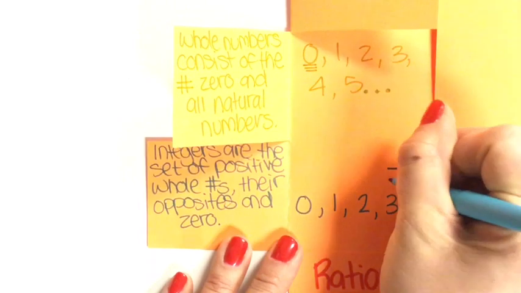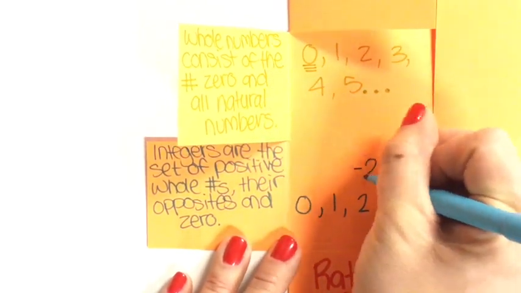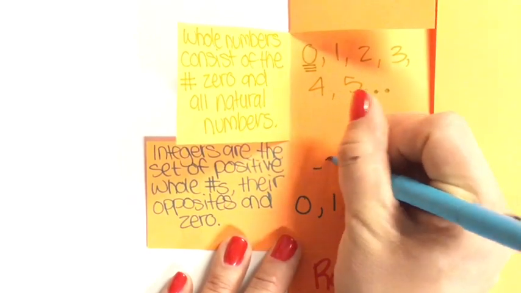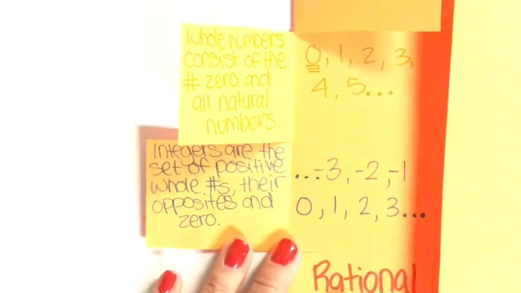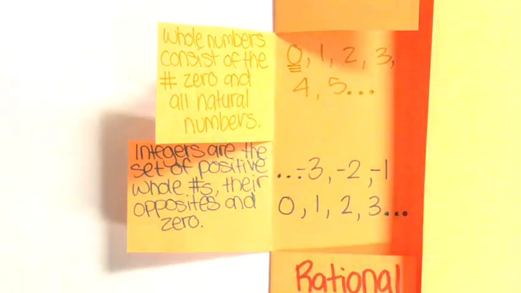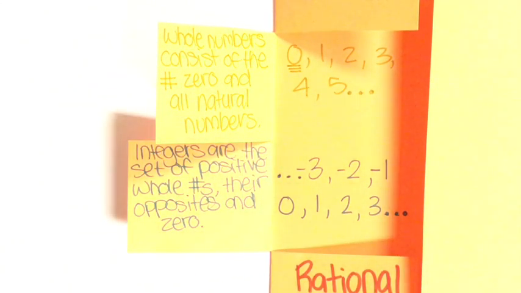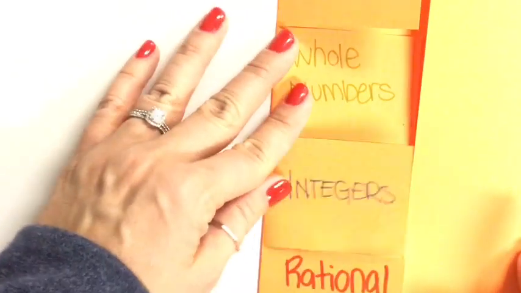So negative 1 is also an integer. Well, so is negative 2 because that's the opposite of 2. And so is negative 3 because that's the opposite of 3. And this actually continues in the negative direction. So whole numbers, they're opposites, basically. We're going to be working a lot with negative numbers this year, and especially in this next unit. And then let's go to the last one.